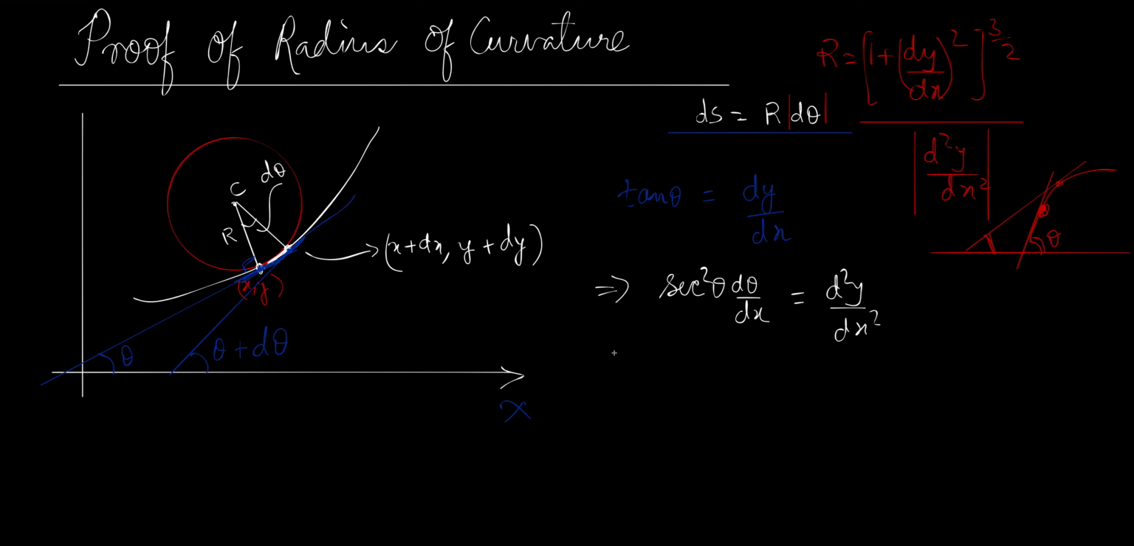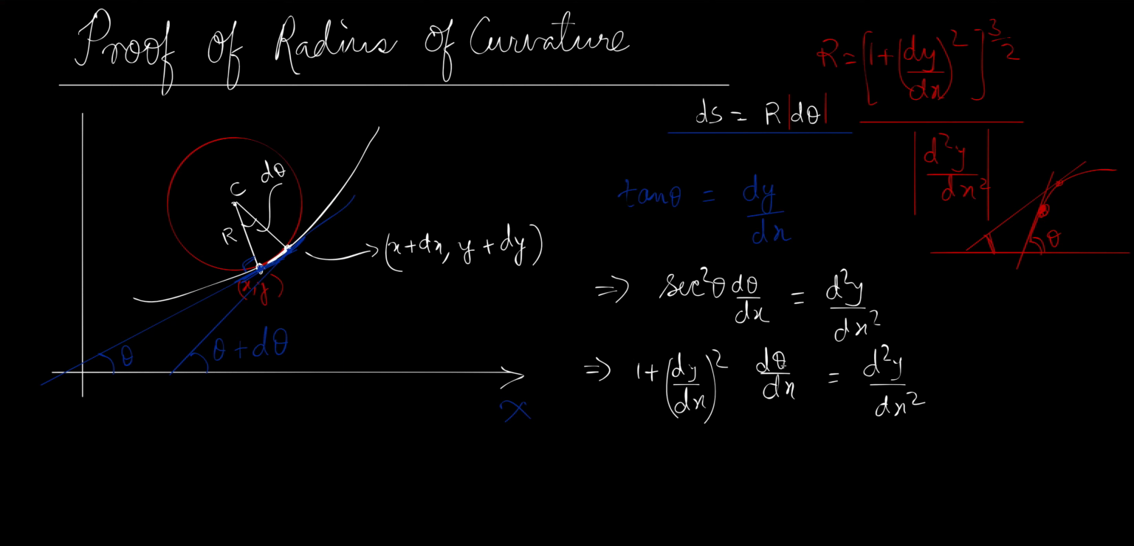And sec squared theta, by the way, can be written as 1 plus tan squared theta, which is 1 plus (dy/dx) squared. So I'm writing here 1 plus (dy/dx) whole squared times d theta over dx is equal to d2y over dx squared.